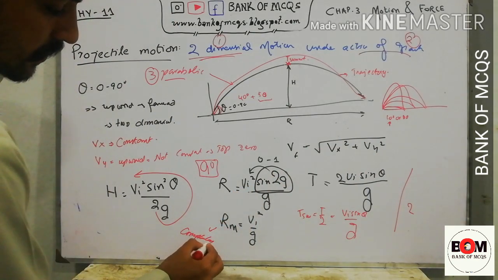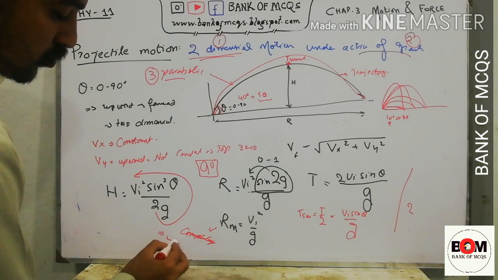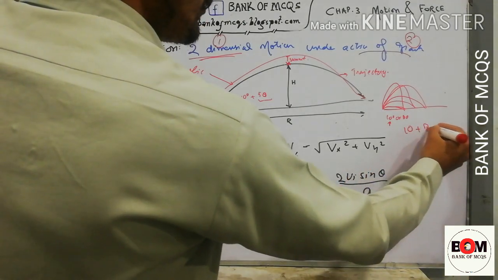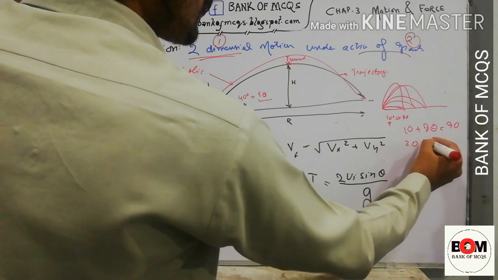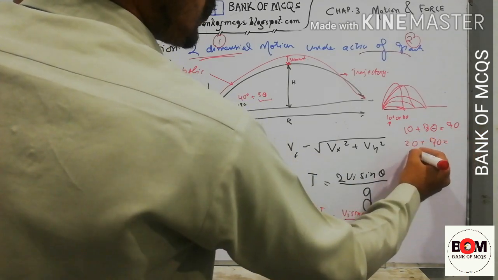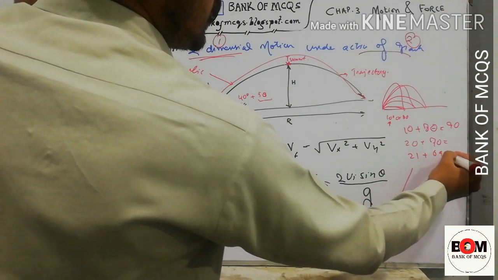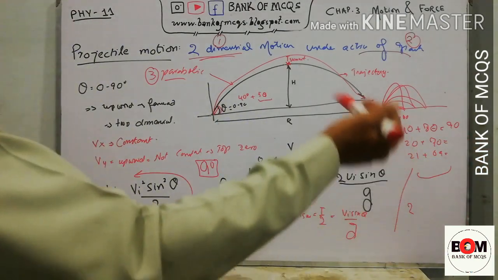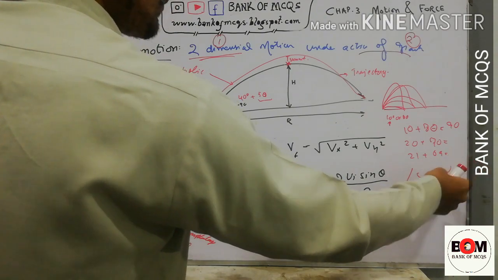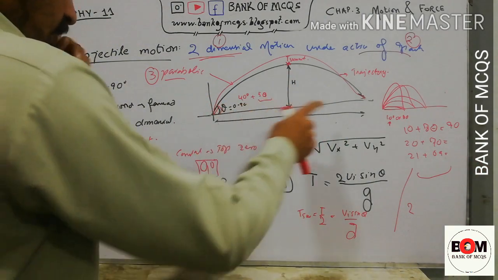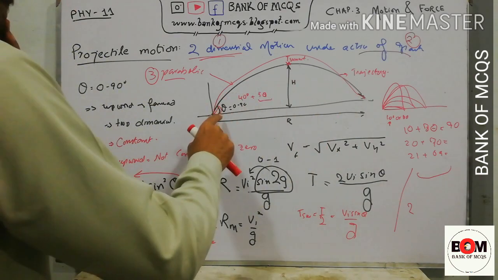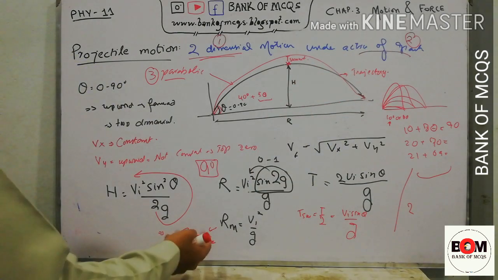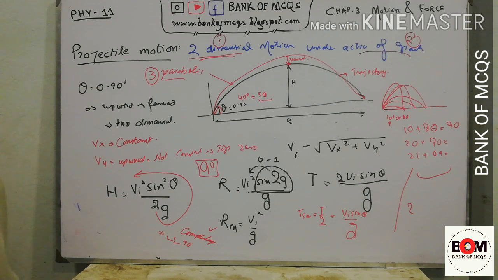Complementary means that the range is the same for two angles. Which two angles? If we add these two angles, we will get 90. So if we add 10 and 80, we will get 90, or 20 and 70. We can also write 21 plus 69, and we can get unlimited combinations. So we can get unlimited combinations for the same range. So for a specific range, we can use different angles to get that range. So this was another point.